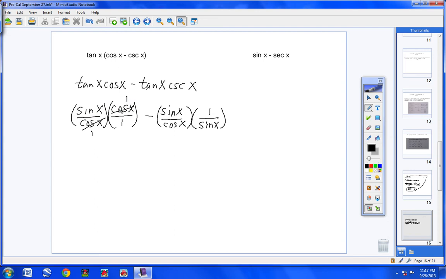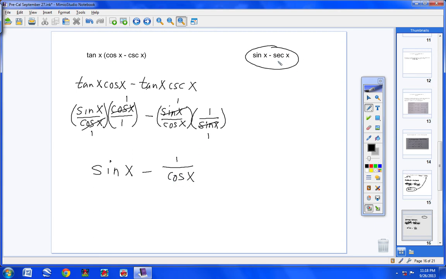Sine times 1 is sine, 1 times 1 is 1, so we're left with sine x minus, and then over here, your sine cancels with your sine, so 1 times 1 is 1, and cosine times 1 is cosine x. Oh, we failed. We didn't do it. We wanted to have sine minus secant x, but hold it.